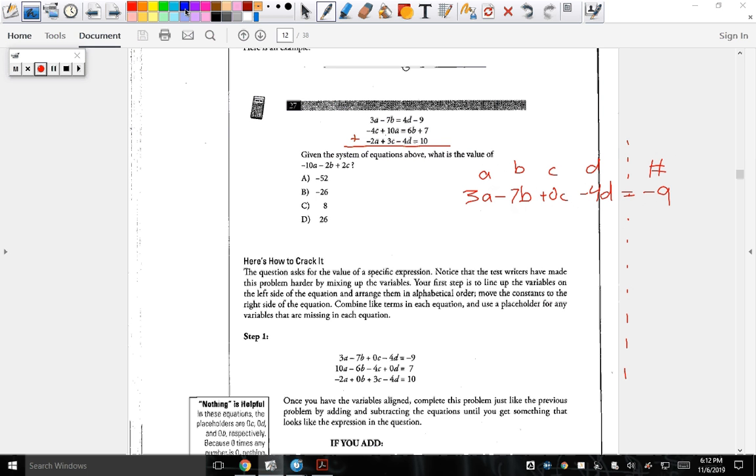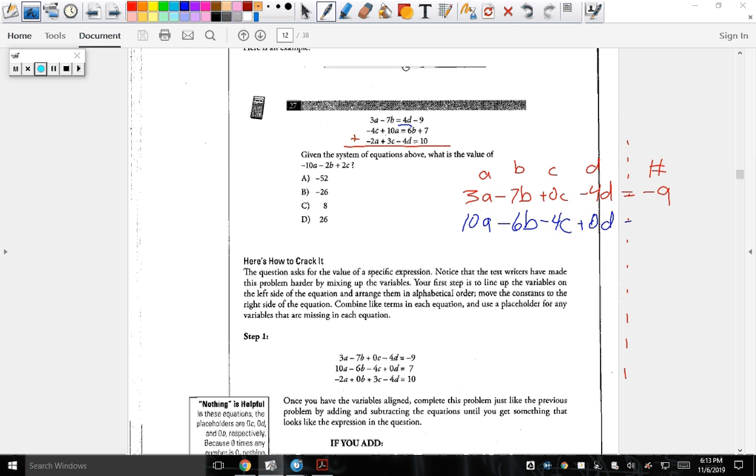Our second equation is 10a. Moving this across to the left will be a negative 6b. I'm going to be subtracting 4c. And I have 0d.